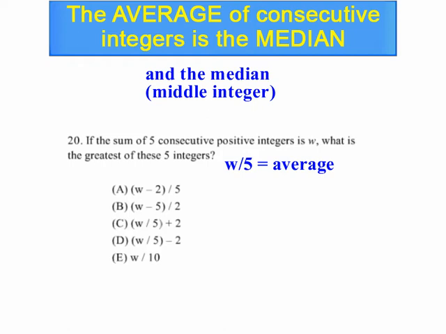We want the greatest one. Since they're consecutive integers, we'd have W over 5 plus 2. We want the integer that is 2 greater than the middle one. Thus, we have W over 5, the average, plus 2.